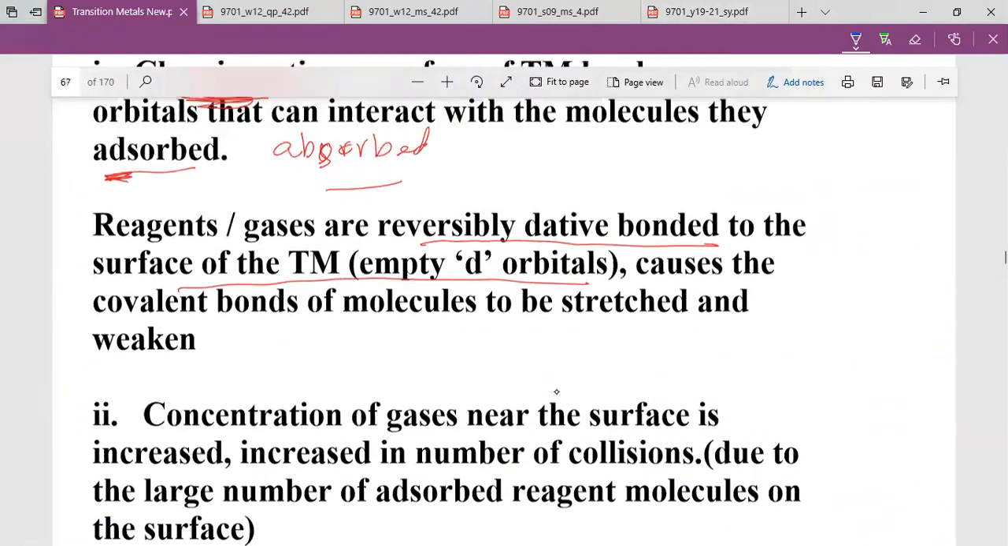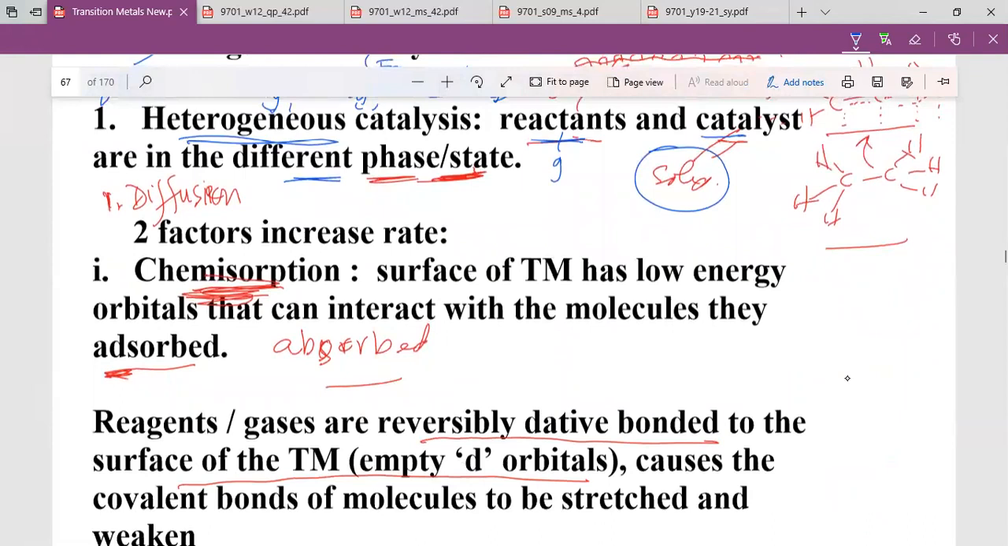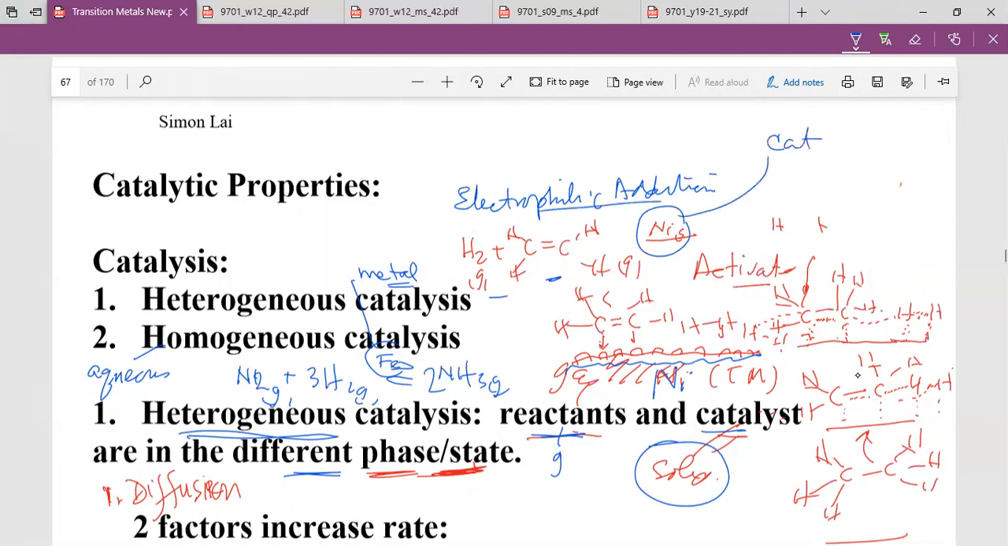Now let's look at first the heterogeneous catalysis. How does it happen? They don't expect you to know in detail, though we used to study it in detail. First of all, remember this is the surface. Can be nickel, of course. Here I put in nickel because we normally talk about this reaction, the electrophilic addition of your alkenes with hydrogen, and nickel is supposed to be the catalyst.